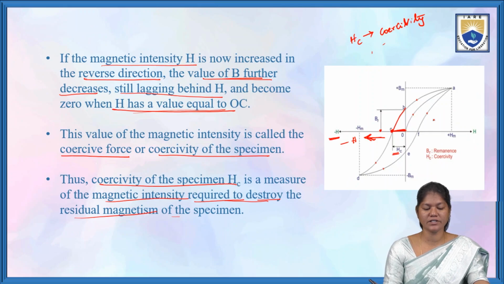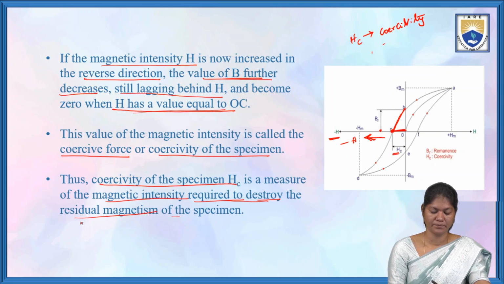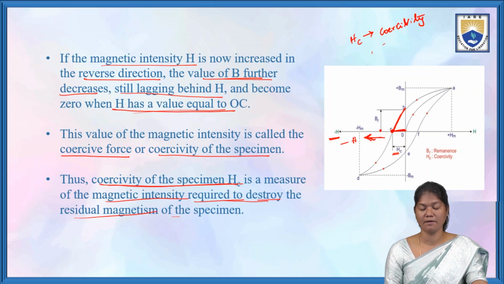Then H is increased in the reverse direction. B also decreases and reaches C. So at the point C, it has some magnetic field intensity, but B becomes 0. So here the flux density is totally destroyed. This is called the coercivity of the specimen, HC. It is a measure of the magnetic intensity required to destroy the residual magnetism. So at the point C, the residual magnetism becomes 0, but there is some magnetic field intensity.